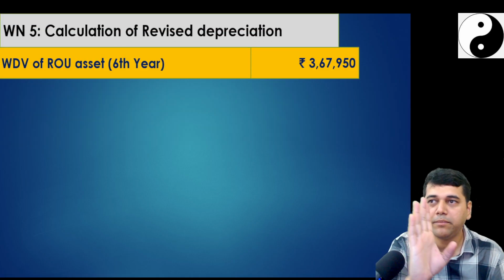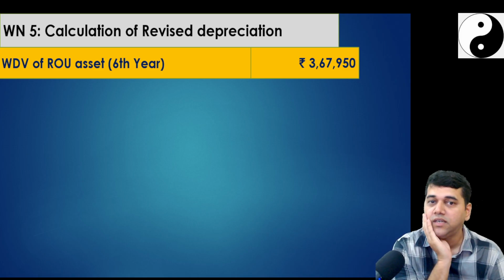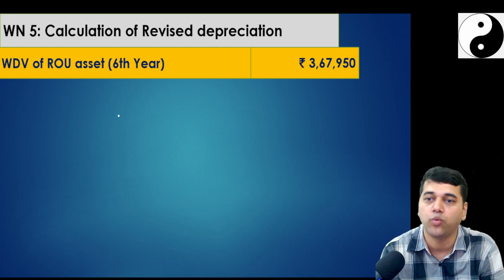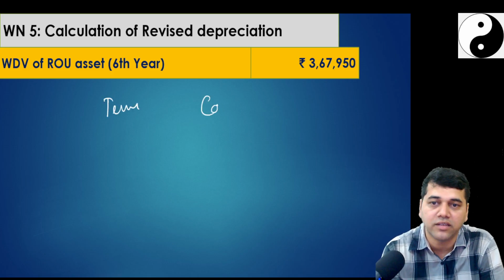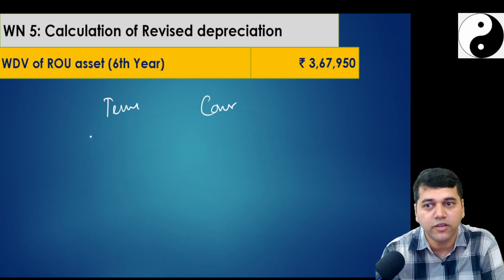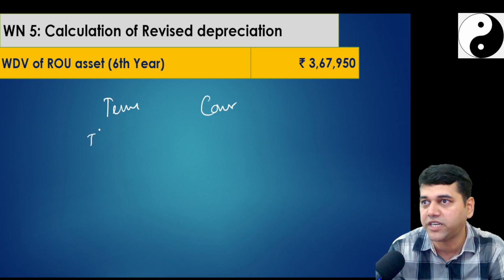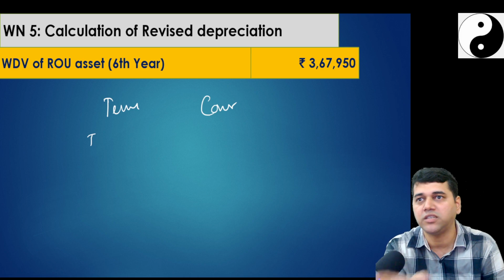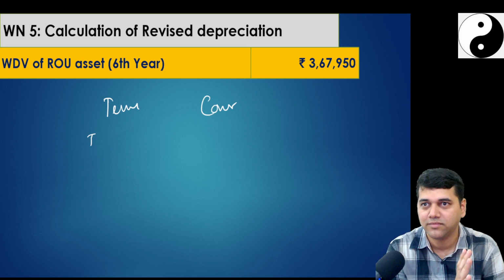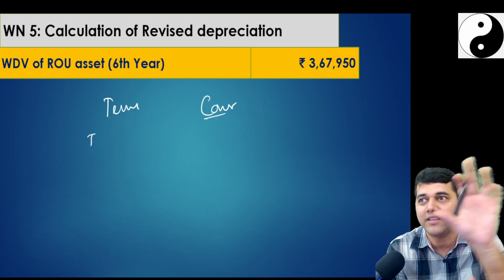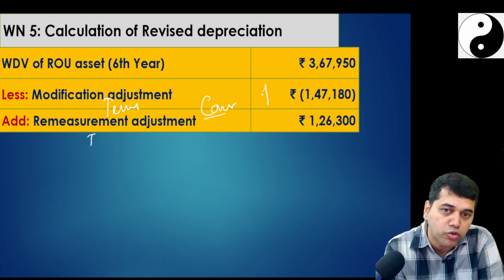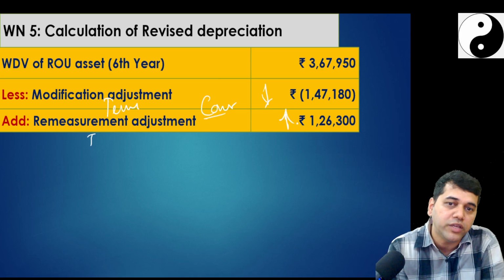So my WDV at the beginning of the 6th year is how much? 367,950. You see, there were 2 adjustments to this. One term adjustment, another consideration adjustment. We always give the term adjustment first. How? By the proportionate reduction. If it is the quantity reduction, 50, 40%, whatever. If it is the term reduction, proportionate year-wise reduction. Then the consideration adjustment comes as a remeasurement. So my modification adjustment is 1,47,180. Modification adjustment is going to reduce the consideration. Remeasurement is going to increase that.